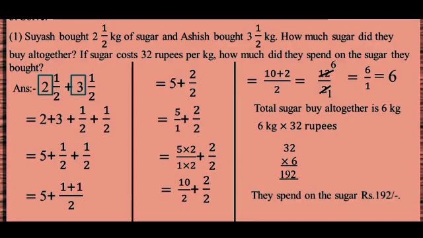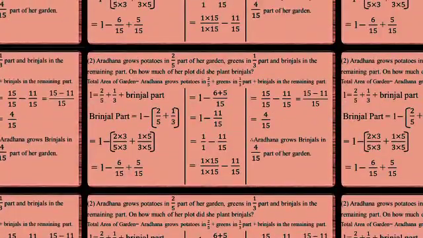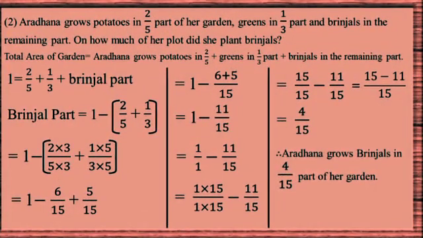Let us find the total sugar bought altogether. Total sugar altogether is 6 kg. So 6 kg multiplied by 32 rupees. How much did they spend? 32 multiplied by 6 is 192 rupees. They spent 192 rupees on the sugar.